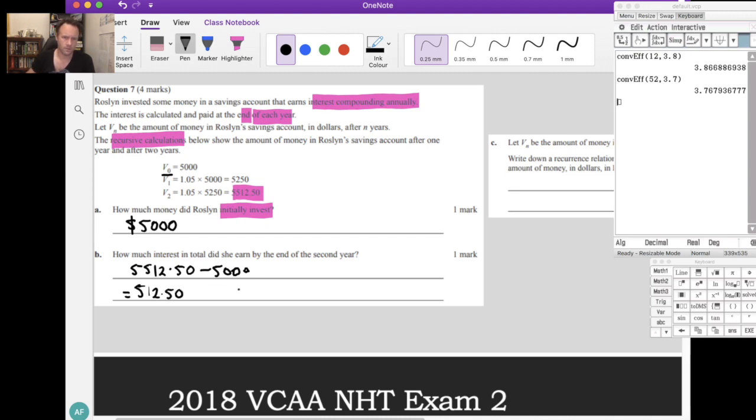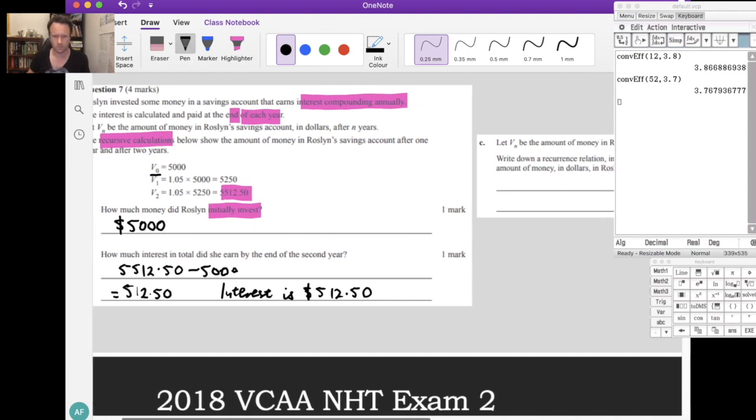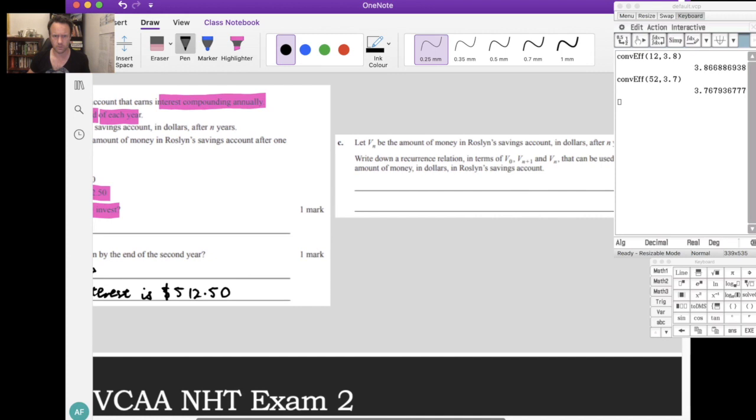So the interest is equal to $512.50. Okay, the pen's a bit glitchy at the moment for some reason, and that's that one there. Let's cruise on across to this question here.